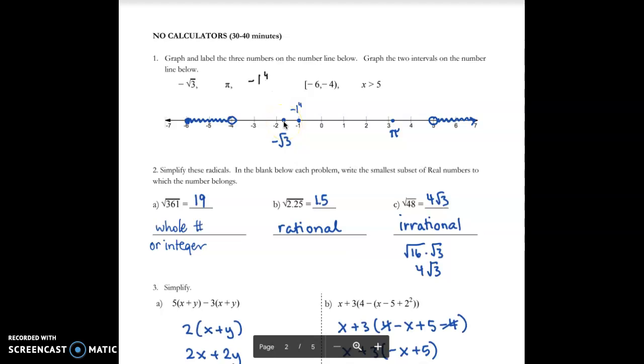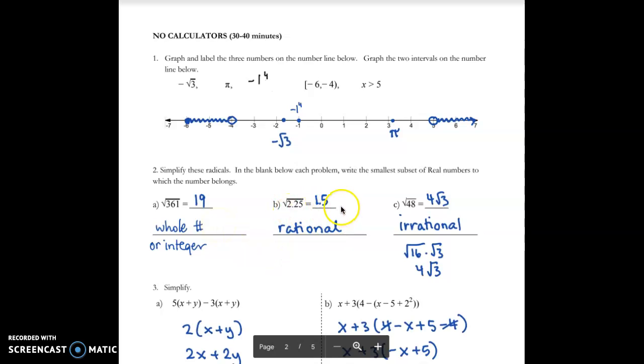-√3 had to be closer to -2 than to -1 because -√3 is -1.7. And as we discussed in class, -1 to the 4th is equal to -1. For number 2, these were math facts. The square root of 361 is 19. We accepted either a whole number or an integer as the smallest subset to which 19 belongs because, in fact, whole numbers, there are as many whole numbers as there are integers, which is a really interesting set theory exercise.